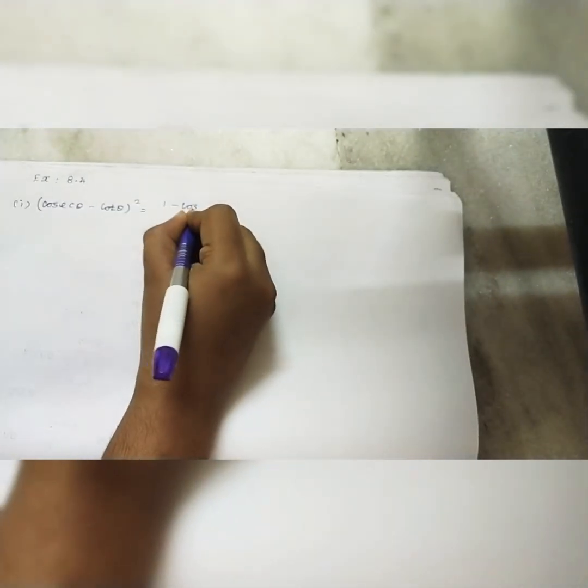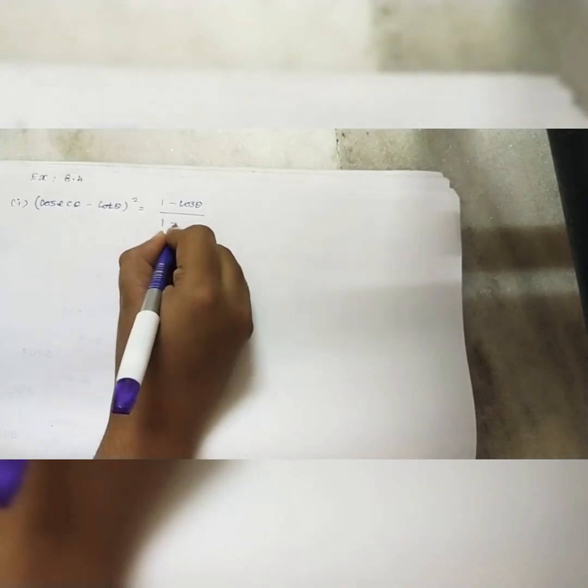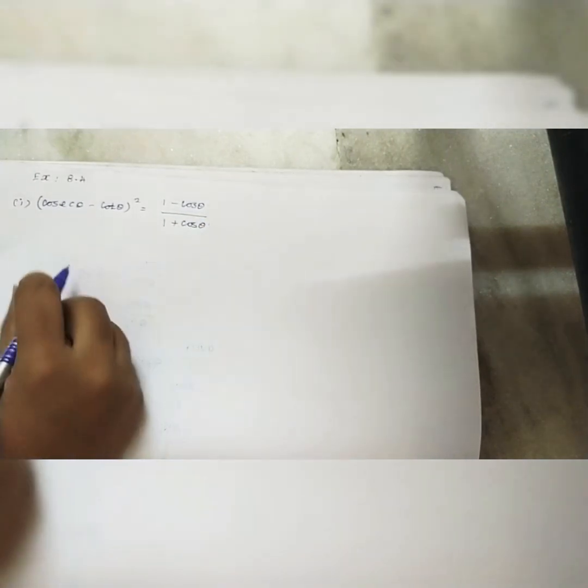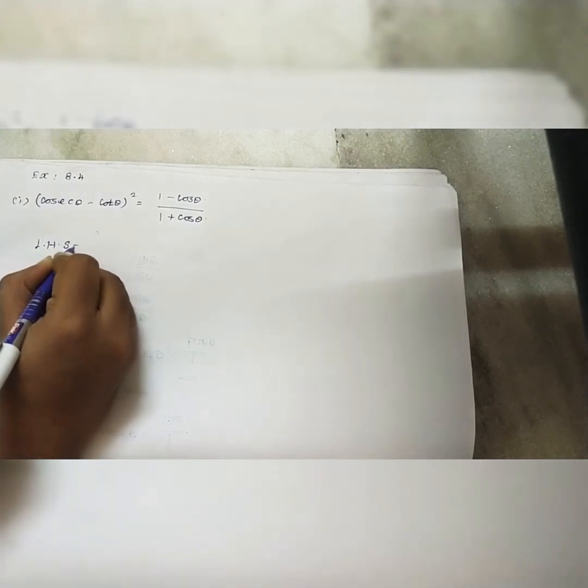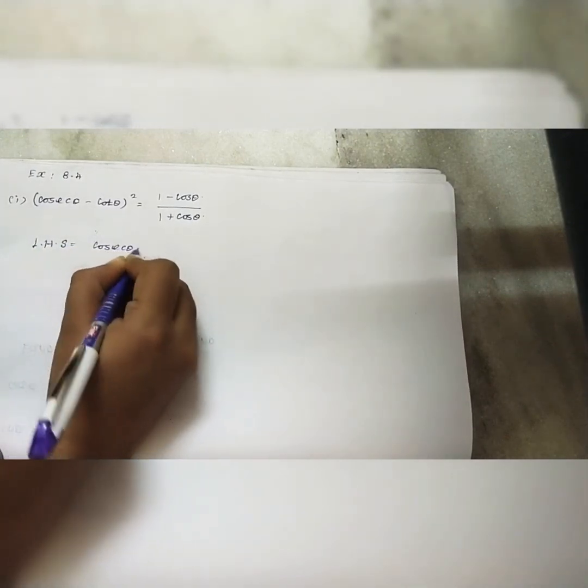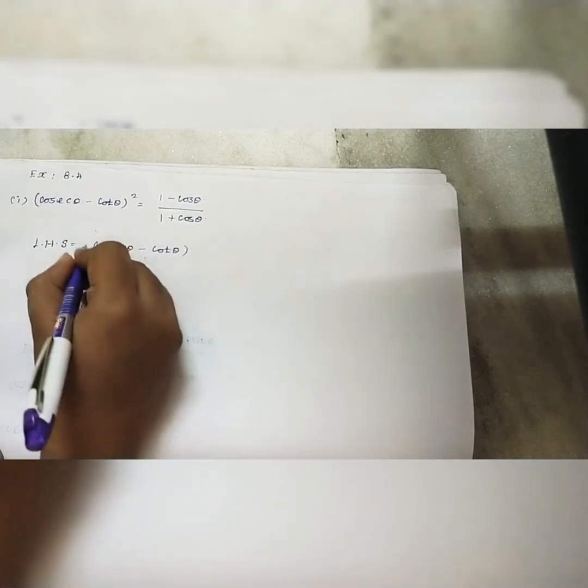First we can write the question. Question number one: (cosecant theta minus cot theta) whole square is equal to (1 minus cos theta) divided by (1 plus cos theta). So we can consider the left hand side. What is the left hand side? They have given (cosecant theta minus cot theta) whole square.